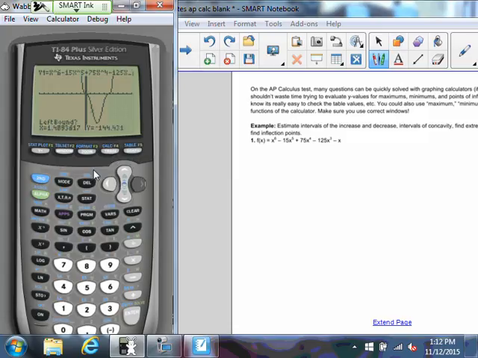Okay, and you're going to go down there, and you're going to do left bound, so get on the left side, right bound, get on the right side, enter, go to where you think it is, hit enter. So we get 2.504, negative 246.643.